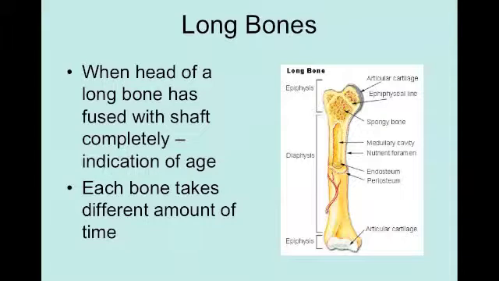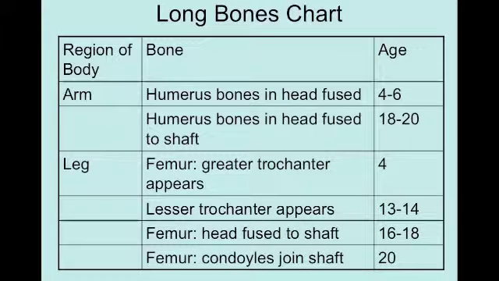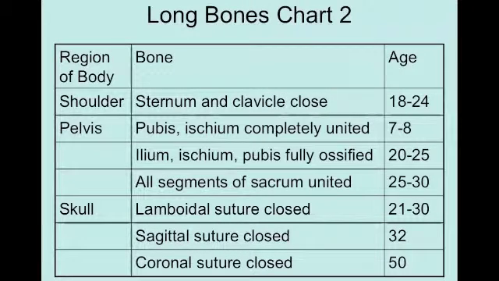And each bone, we know, there have been lots of studies, takes a different amount of time to fuse the end of the bone to the long part of the bone, so we can determine age. I have a couple charts here. I'm not going to read through them, but you can see that we can figure out ages. So for example, the arm bone, the humerus, is in your upper arm. That head fuses sometimes between 18 and 20. So we can see if it's not fused yet that they're probably younger than that. We can use leg bones, you can use the shoulder, and you can actually use parts of the pelvis and then the sutures in the skull like I mentioned.